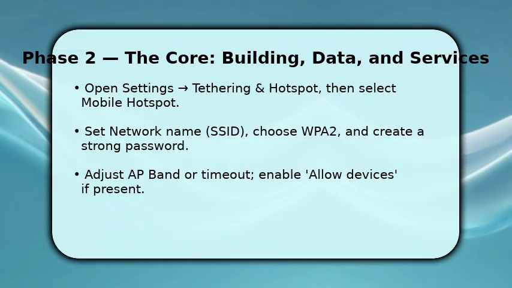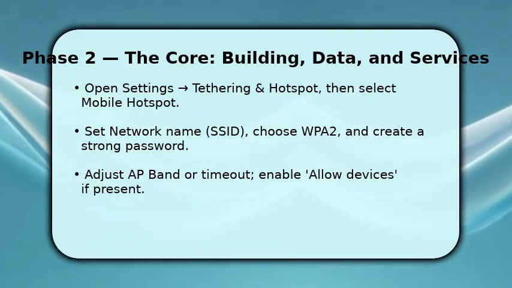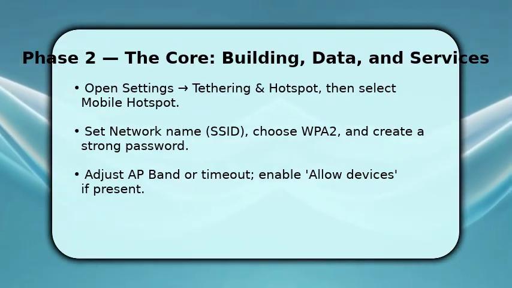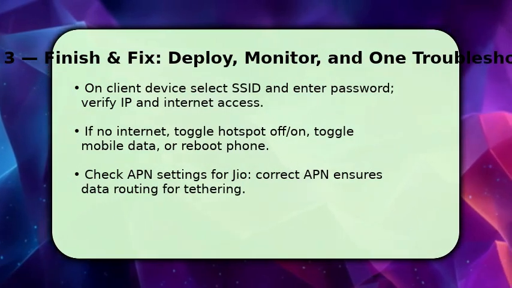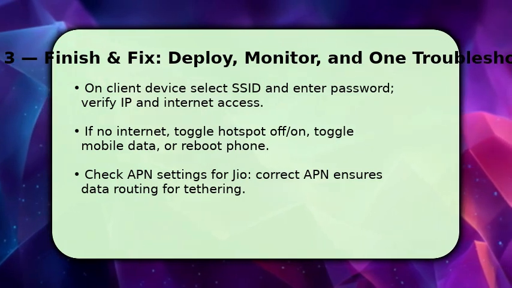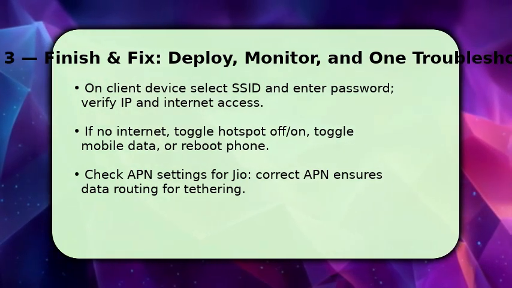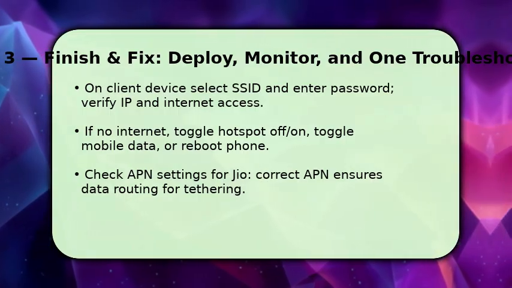After you save, switch the hotspot on. Your Geo phone will broadcast the network for other devices to join. With the hotspot active, you connect your laptop or phone, pick the SSID and enter the password, then confirm an IP address and that web pages load.